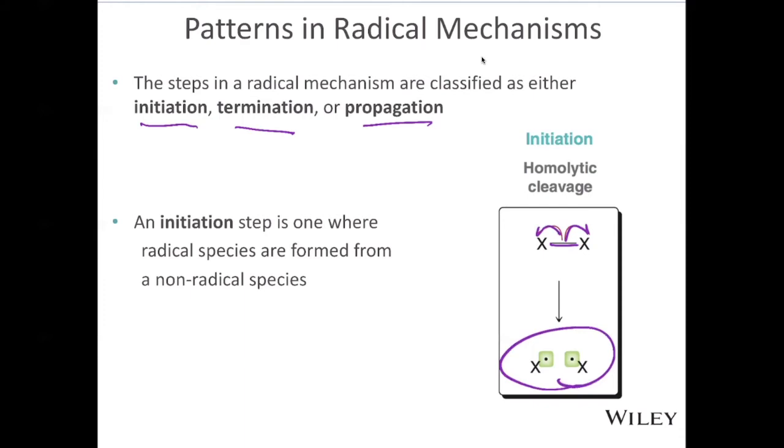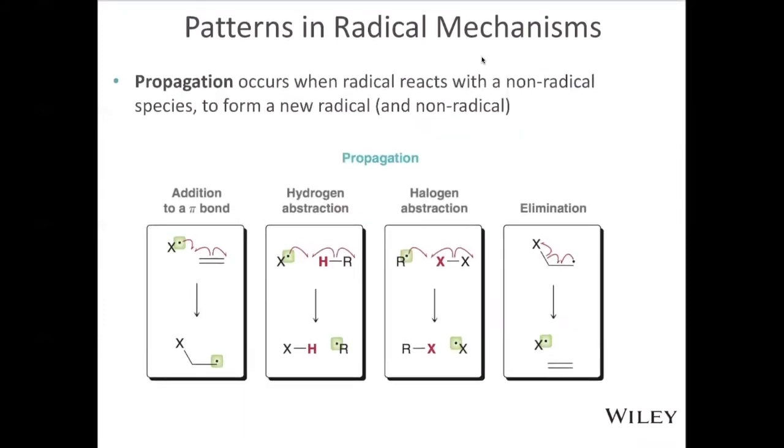That's the initiation step. Propagation, I think of the Energizer Bunny. This is where we have a radical, we react with something, and our product is still a radical. So it just keeps going. So if we add to a double bond with our radical, we still have a radical in the product. If we do hydrogen abstraction, we still have a radical in our product. If we do halogen abstraction, we still have a radical in our product. And finally, if we do elimination, we still have a radical in our product. And so this is called propagation.